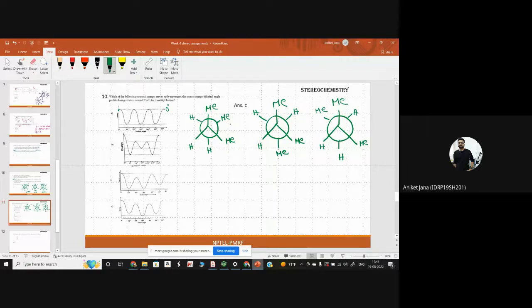So now tell me, how many interactions are possible here? How many gauche-butane interactions are present in this conformer of 2-methylbutane? 2. Here one and here this one, right? Yes, sir. And here how many?